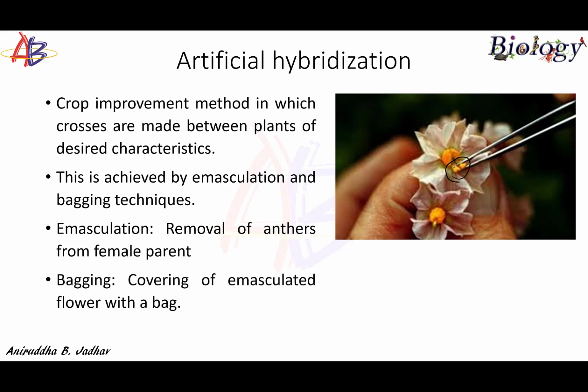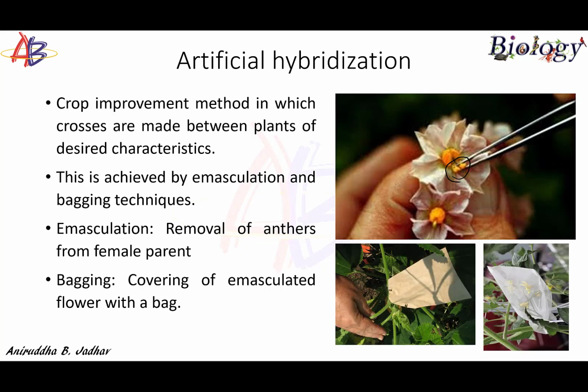The other technique is called the bagging technique. Bagging is covering the emasculated flower with a bag to prevent contamination of the stigma with unwanted pollen grains. Here in this image you can observe the flowers being bagged. They are covered with a bag, and that's why the undesired pollen grains will not settle on the stigma of such flowers, right?